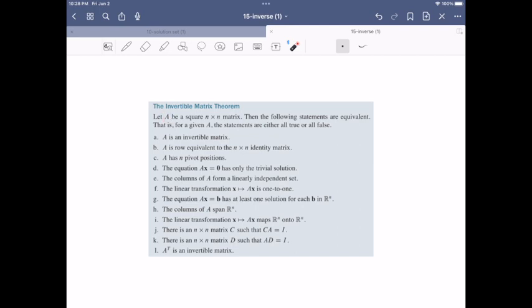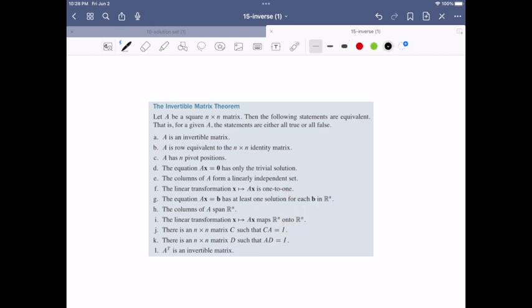Then very often we are going to ask, is the linear transformation one to one, or onto? So for an n by n matrix, if A is an invertible matrix, then it has to be one to one and it has to be onto. But if A is not an invertible matrix, then A is not one to one and is not onto.